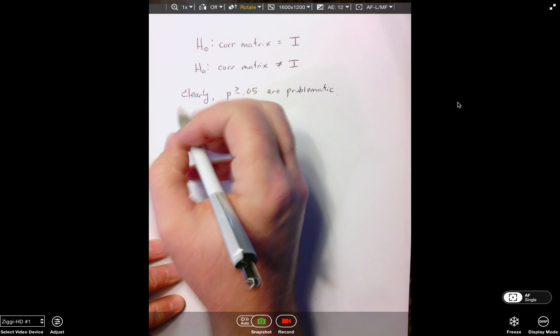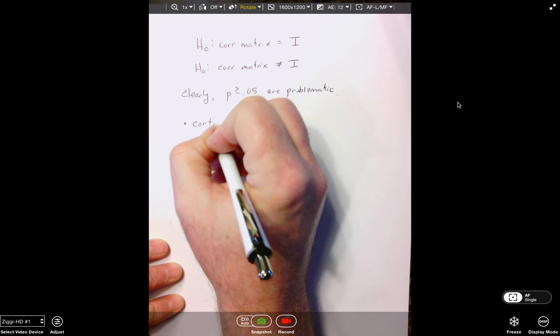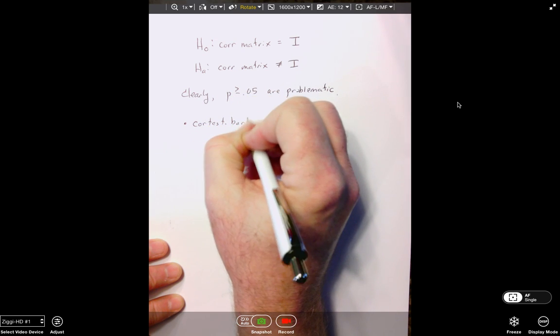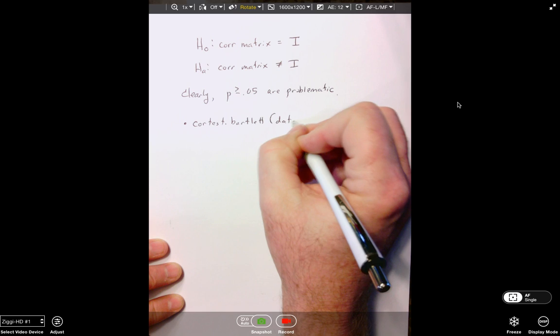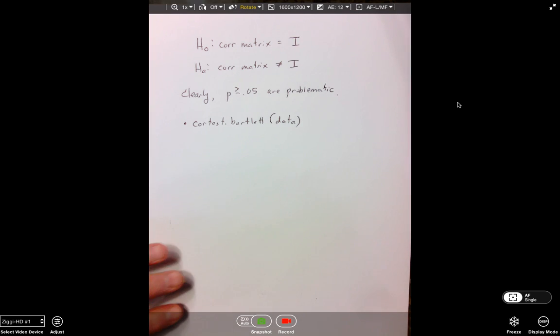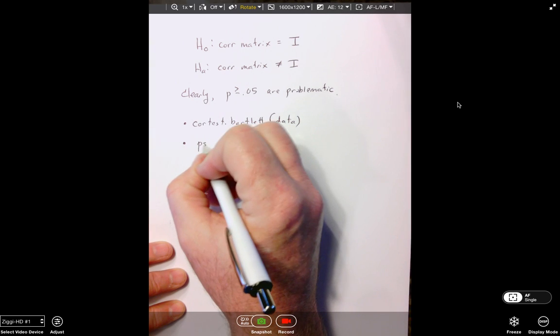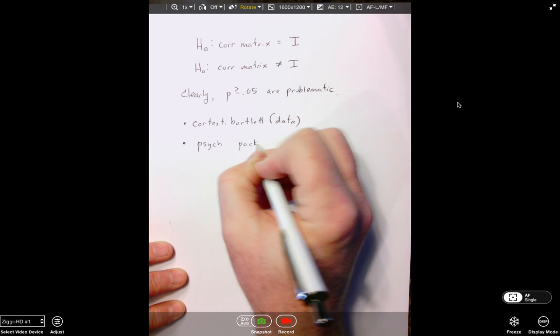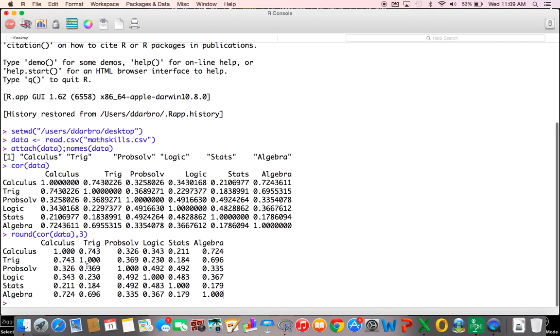Now, the command in R is called cortest.bartlett, and we just run this on our data. But to get this option to pop up in R, we have to install what's called the psych package. All right, so let's go over to R, and let's see if we have too many low correlations. So I need to install packages.